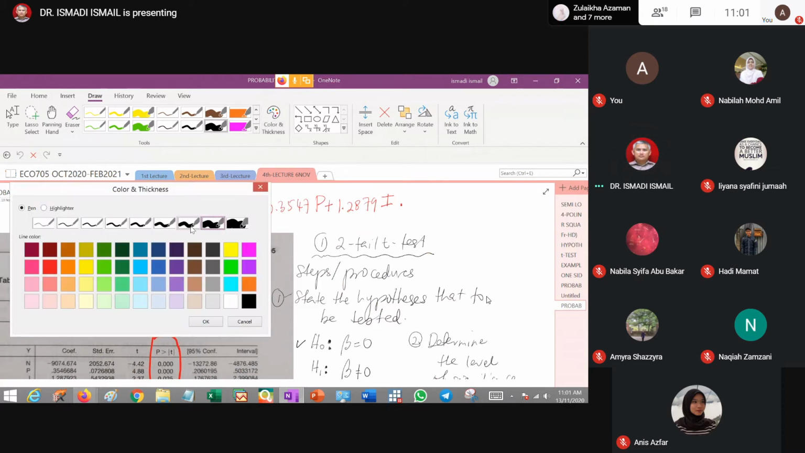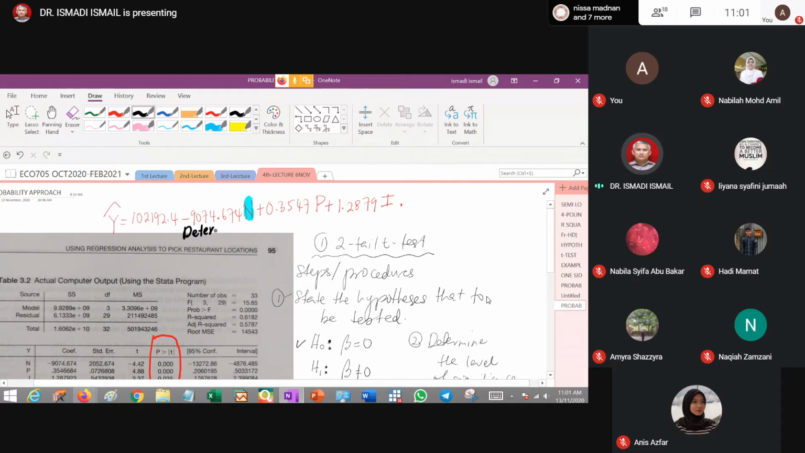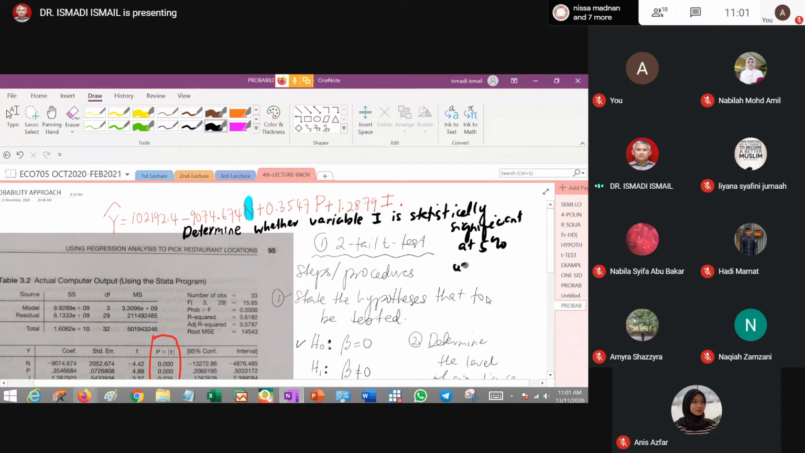Okay, now let's discuss one example. Determine whether variable I is statistically significant at 5% using the p-value approach. Okay, using the p-value approach, variable I.